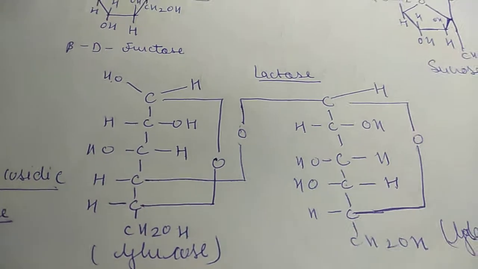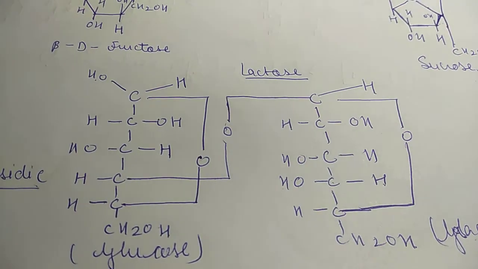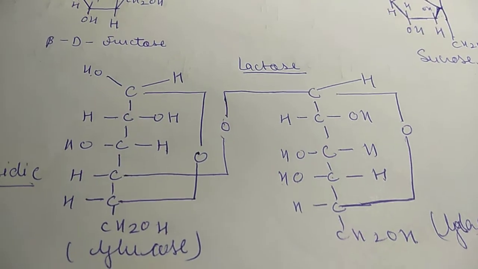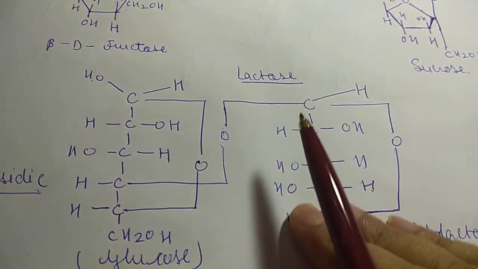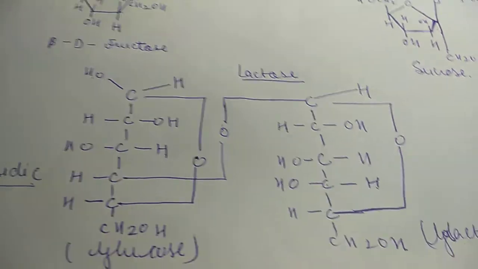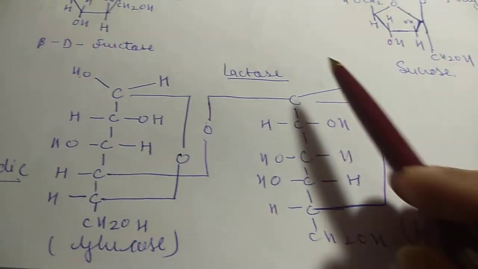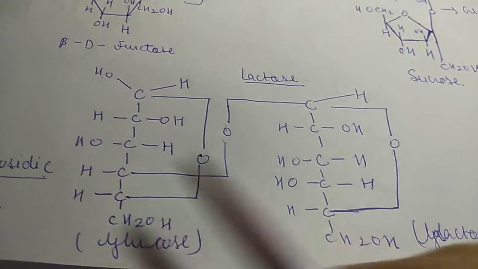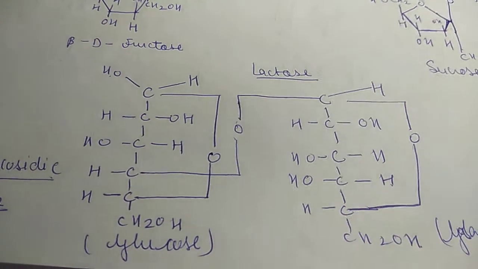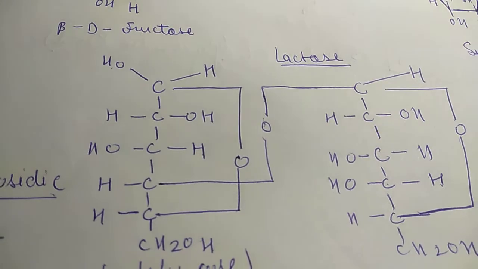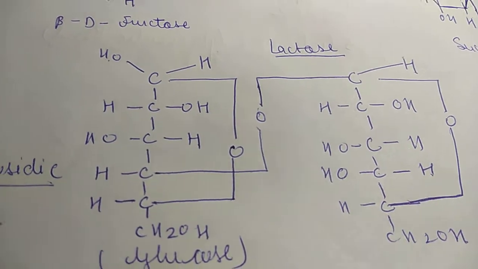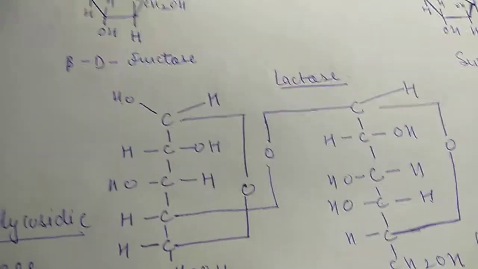These are the hemiacetal structures of glucose and galactose. So there is a C1C4 linkage between glucose and galactose. This is the C1C4 linkage formed after the loss of water molecule. Now, this was the Fischer projection formula. Now we will do the Haworth projection formula.